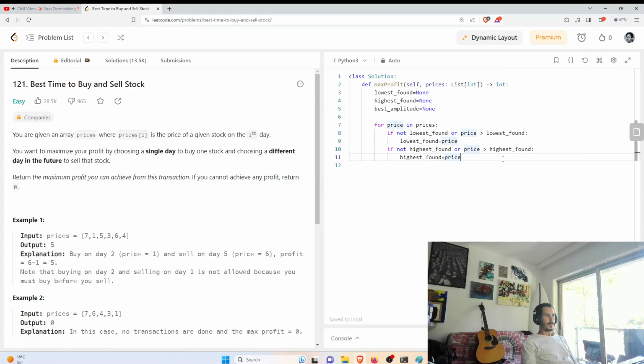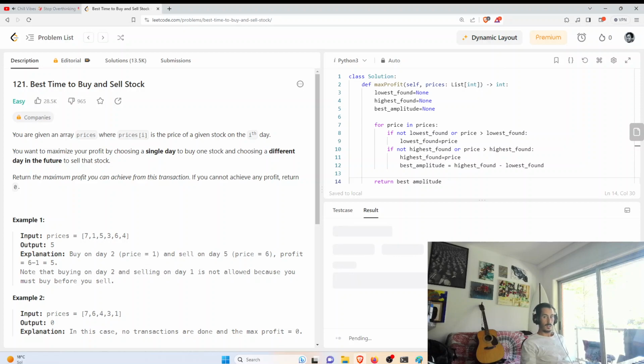Okay, so we can just do this, and if we reach the end, then we found the lowest and the highest. I think this is good. But what we can do is whenever we find the highest price, we say that the best amplitude is equal to the highest found minus the lowest found. And then we just return best amplitude in the end. Let's run.